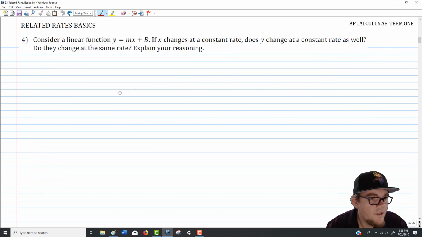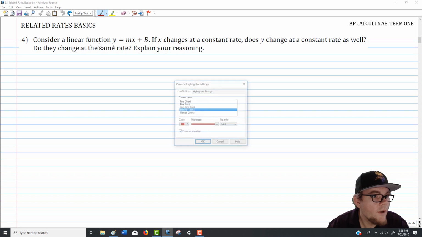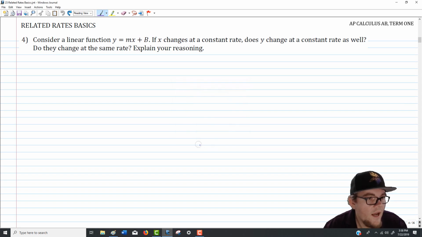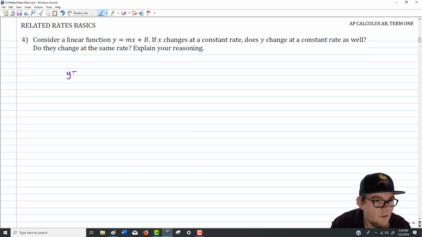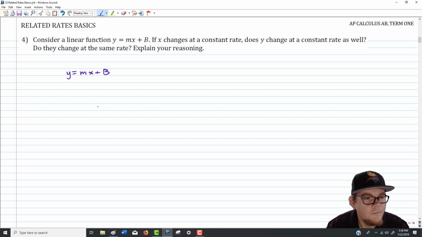Okay, that next brings us to question number 4. Question 4 asks us to first consider a linear function y equals mx plus b. It says if x changes at a constant rate, so dx/dt is changing at a constant rate, we'll just call dx/dt some constant k. Does y change at a constant rate also?